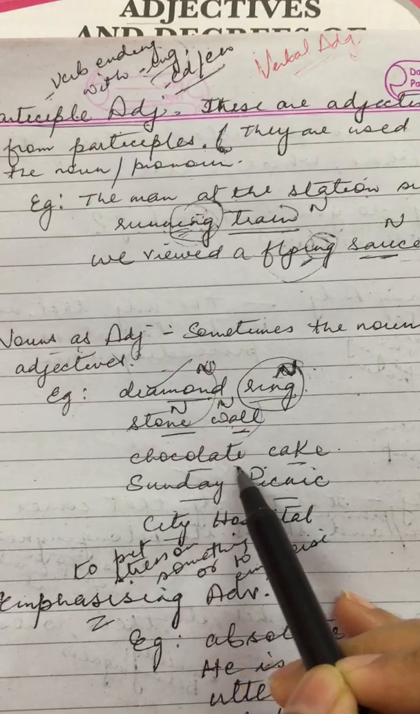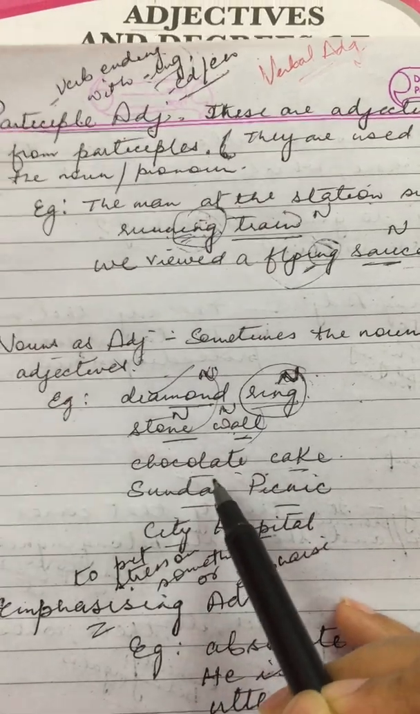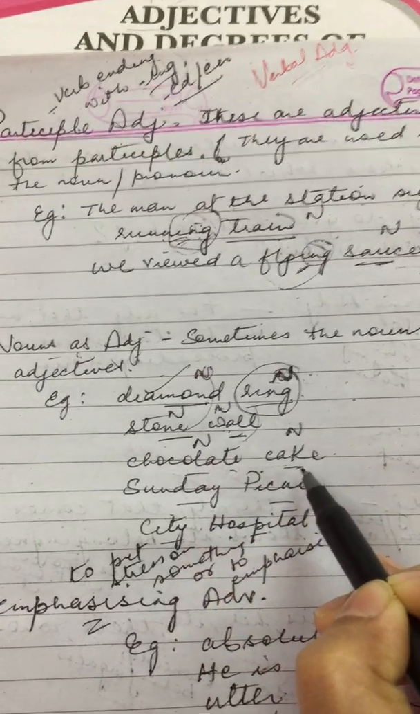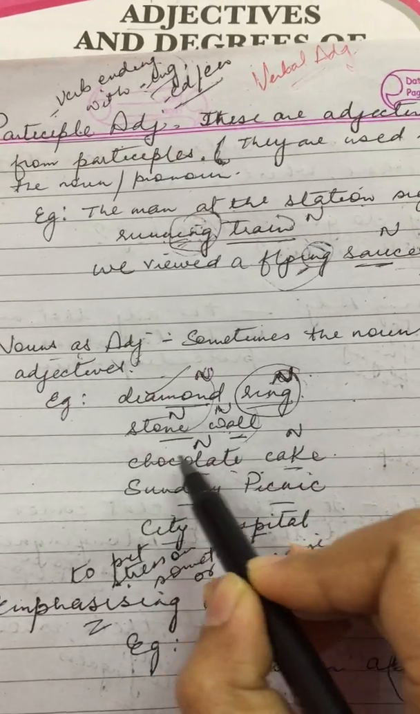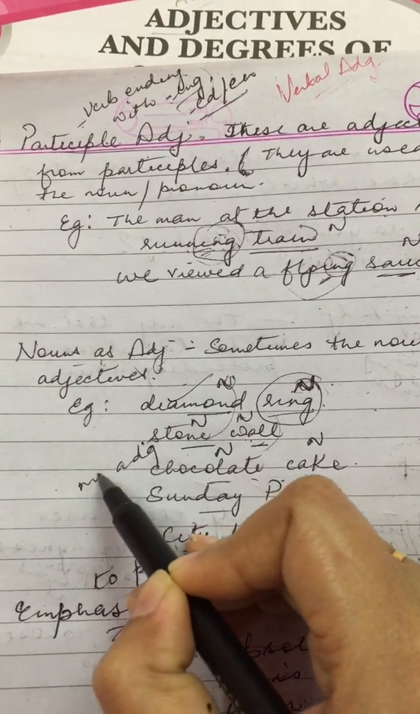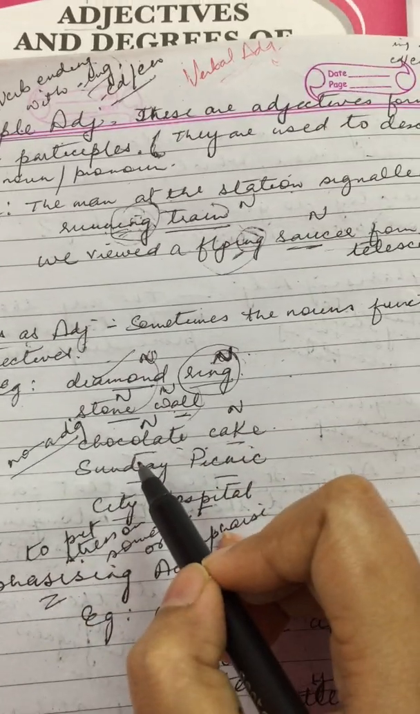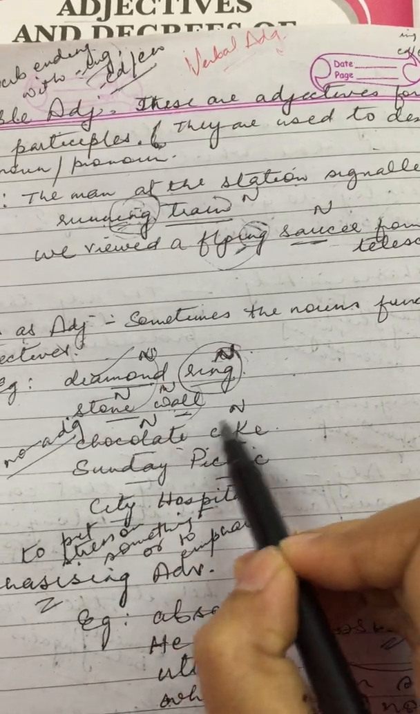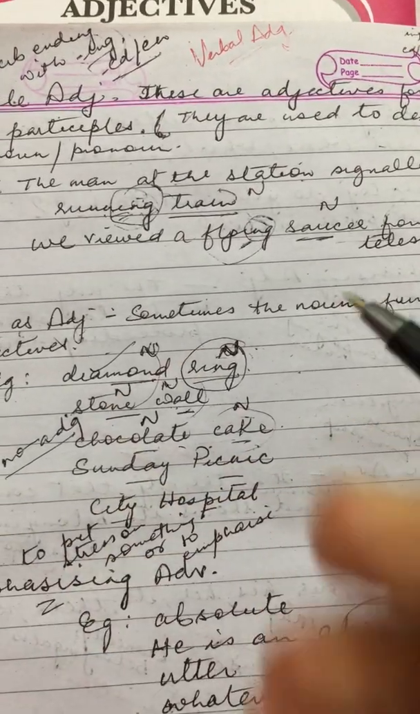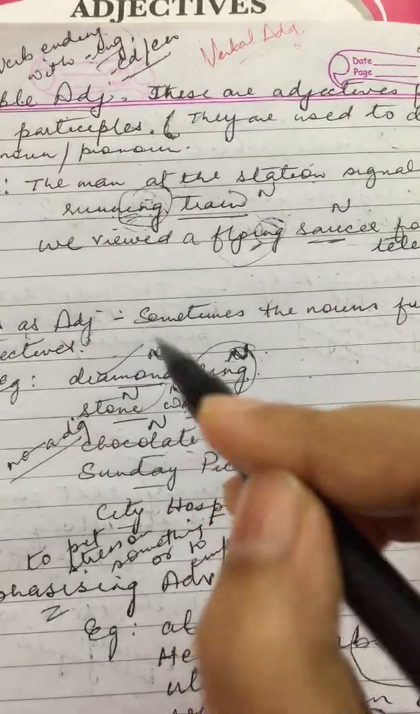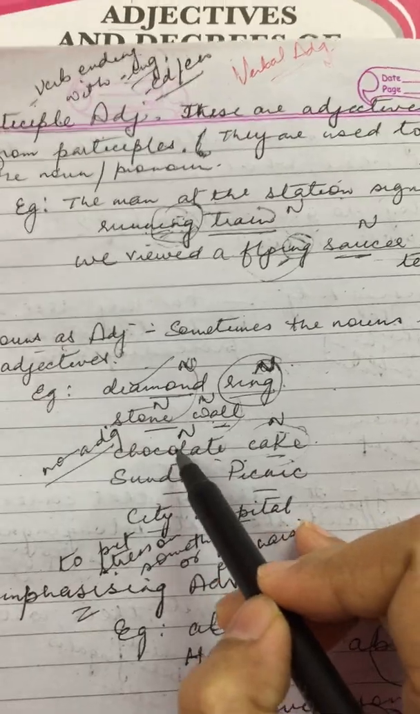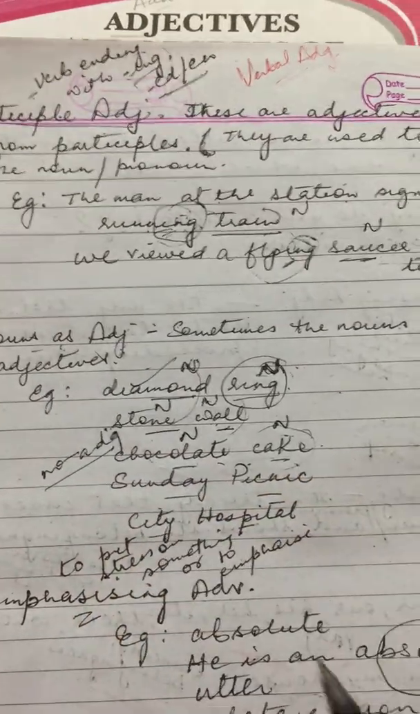Now, next, for example, take this chocolate cake. Cake is a noun. Chocolate is also a noun. But this chocolate here is acting as an adjective, a noun adjective, because it is modifying the cake. What type of cake was it? It was chocolate cake, not a pineapple cake, not a vanilla cake. It was a particular chocolate cake. So this is modifying the noun cake, and so it becomes a noun as an adjective.